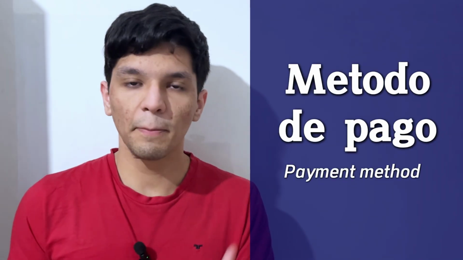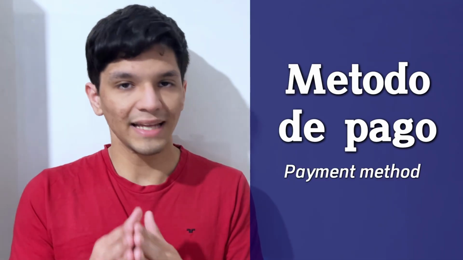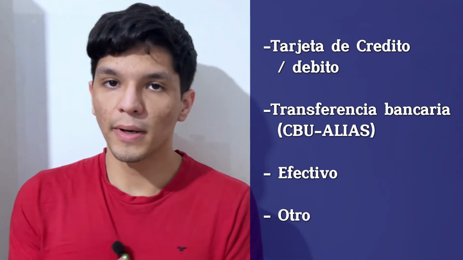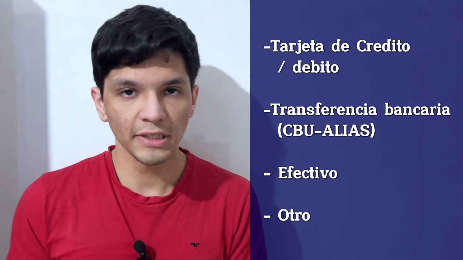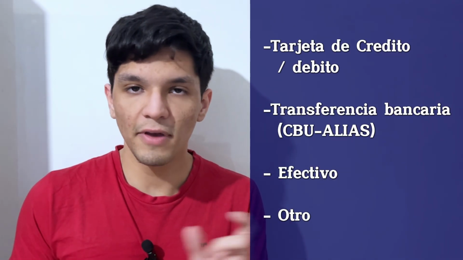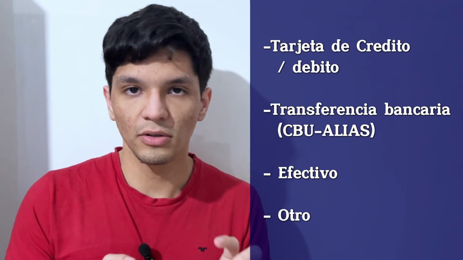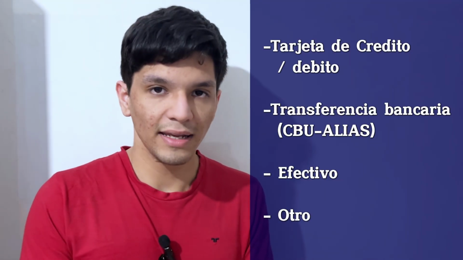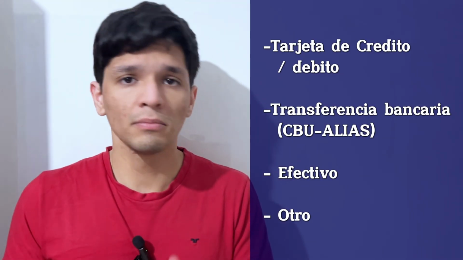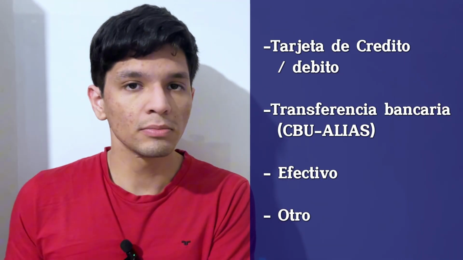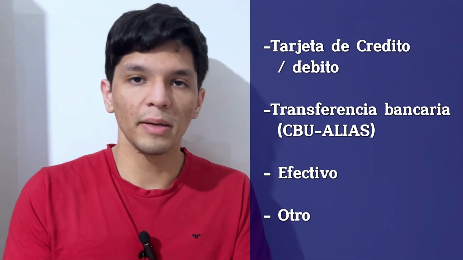Método de pago preferido. Payment method preferred, or the payment method you want to choose. We have tarjeta de crédito o débito, credit card or debit card, transferencia bancaria, bank transfer. In Argentina, we have something called CBU, which is the number of your bank account, of your Argentinian bank account, and alias, which is the name or the nickname of your bank account. Efectivo, cash, efectivo, and otro means another or other payment or any other payment method you would like to use.